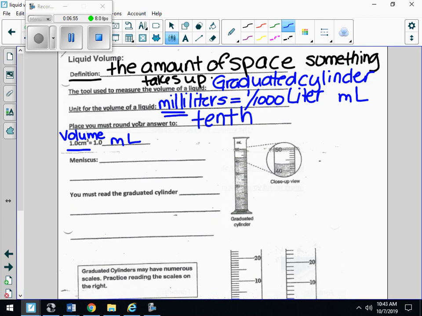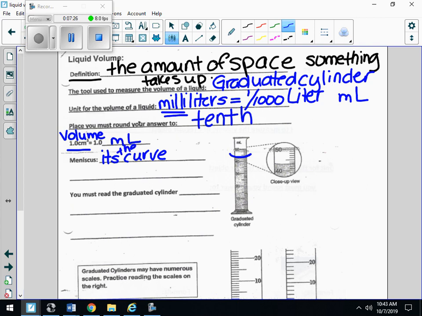Water has 2 properties. We learned this last week. It has a lot of properties, but 2 properties we learned last week are adhesion and cohesion. Cohesion, the hydrogen bonds stick together. Adhesion, the water molecules stick to the cup, or in this case, we're going to use a graduated cylinder. And when it does that, it makes a slight curve. This little curve is called the meniscus. It's the curve the water makes because it sticks to the side.